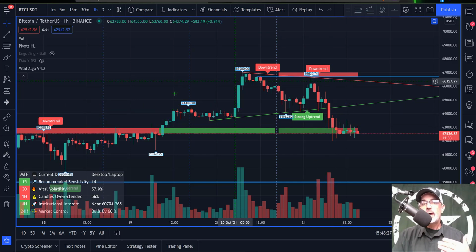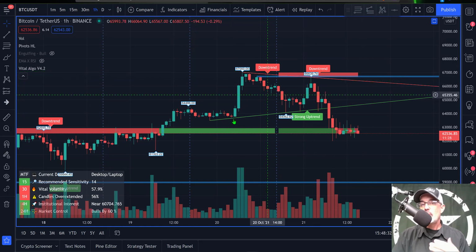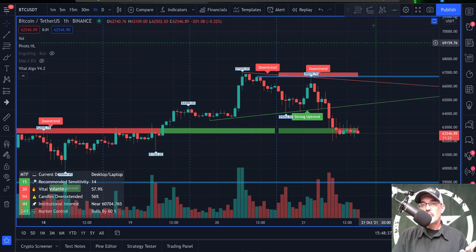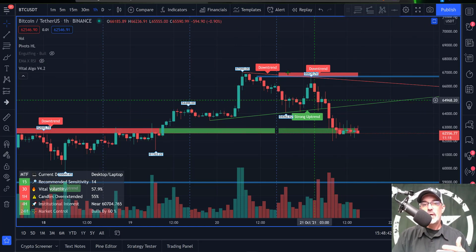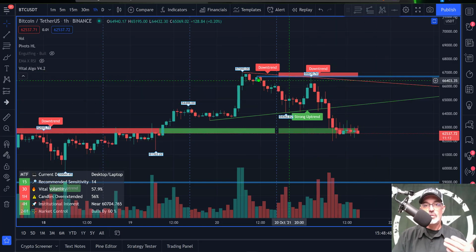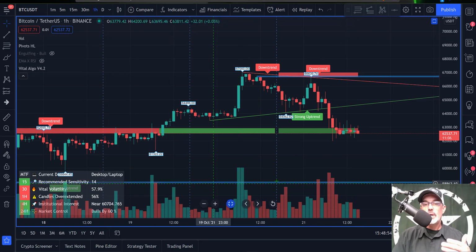And so with Vital Algo, you don't have to draw in this trend line or this trend line. I will often trade this pattern and trade the breakout, whether it's towards the upside or the downside. But I always want to be aware of where resistance and support are, and these blue lines are resistance, which is right in the area I had indicated before. And the blue line down here is also support.